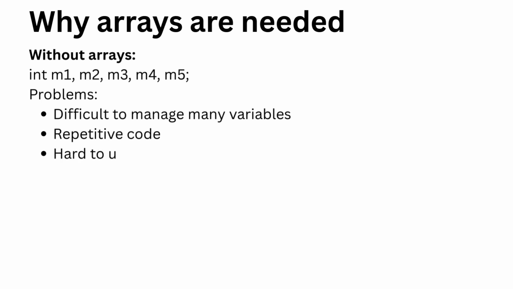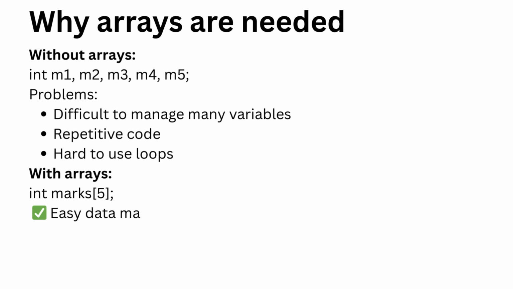So let's try to understand why arrays are actually needed. Here, if we don't declare an array, without arrays, we need 5 different variables. Here M1, M2, M3, M4, M5, 5 different variables, we see that. So what is the problem? The problem is it is difficult to manage many variables, repetitive code, and hard to use loops.